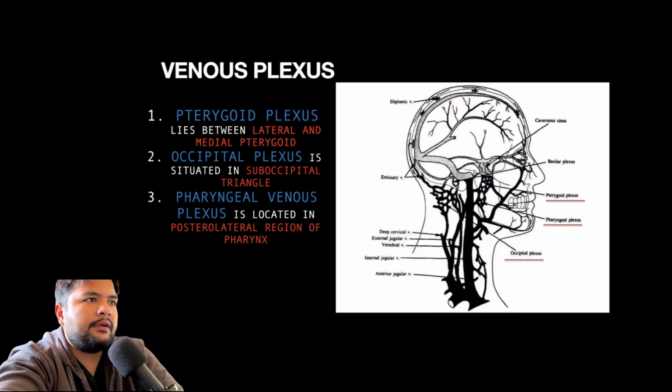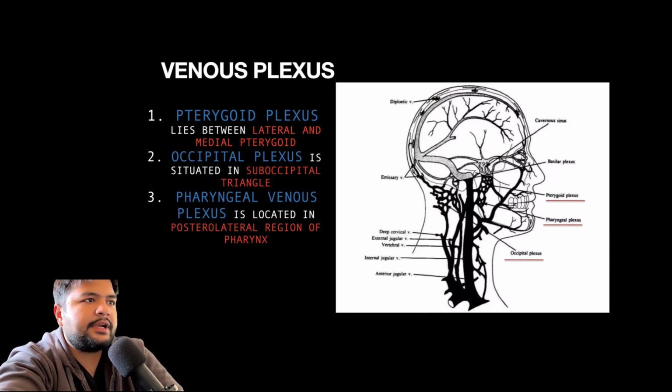Coming to the venous plexuses in the head and neck region, there are three main venous plexuses: the pterygoid plexus, occipital plexus, and the pharyngeal venous plexus. The pterygoid plexus lies between the lateral and medial pterygoids.